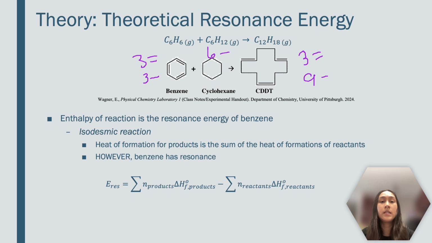Therefore, the difference between CDDT heat of formation and the sum of the reactants' heat of formation is the resonance energy. So below is the mathematical equation which shows this, where N is the number of moles and delta HF is the heat of formation.